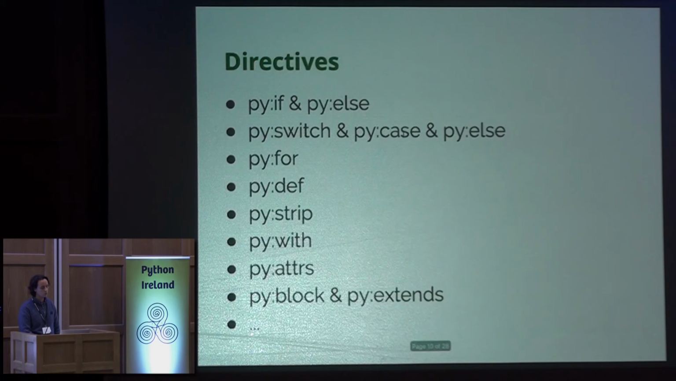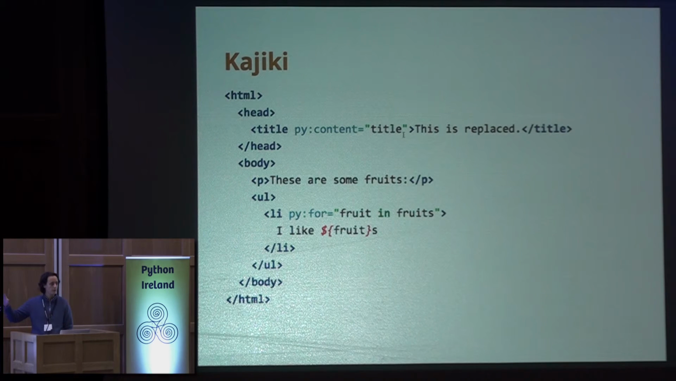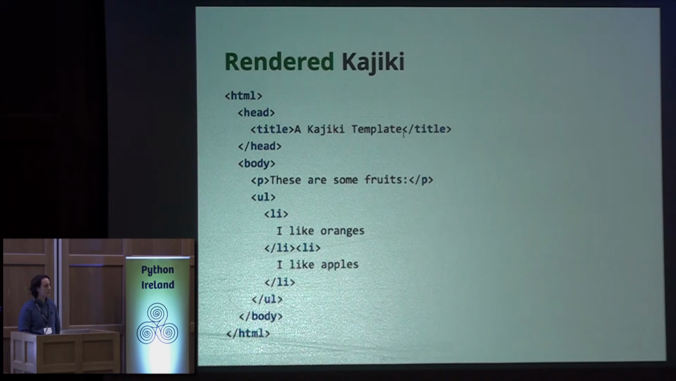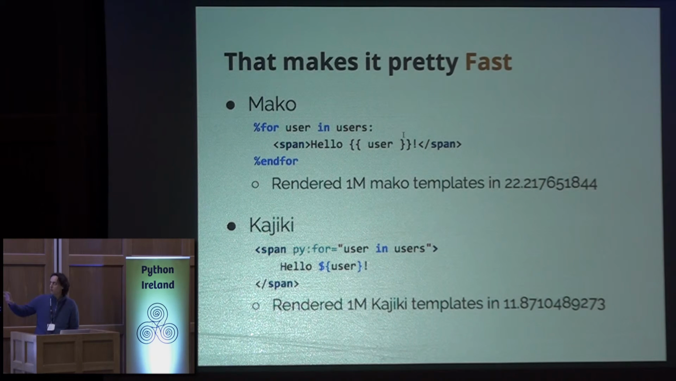So you can see that this was the template where we have the list item with a for. And this is the code where we have the for that yields the list item, okay? And when we render it, we get actually the output we would expect. And the way Kajiki is implemented makes it pretty fast, so fast that it's actually faster than most of the template engines available in Python.